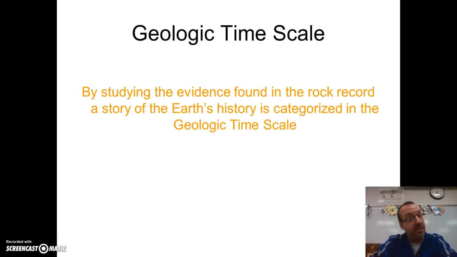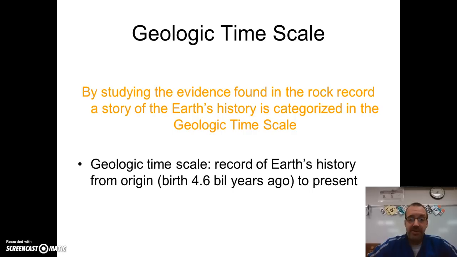Now, metamorphic and igneous rocks are also very important because they can help us find more or less exact ages of geologic history. And thus, when we take all of that information and put it together, we can figure out the events that have occurred in order from the Earth's past until today. So the definition that we have here is the geologic timescale is simply a record of the Earth's history from the very beginning, its origin, about 4.6 billion years ago, to the present day, today.